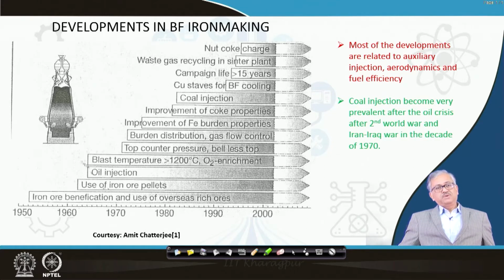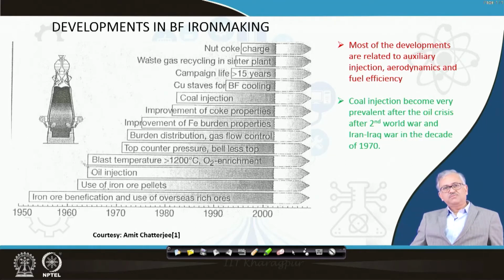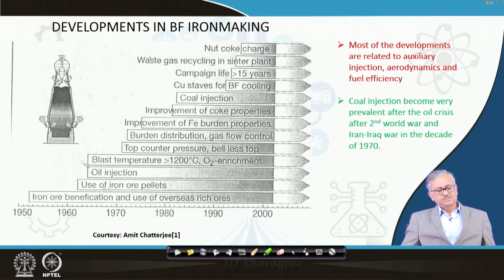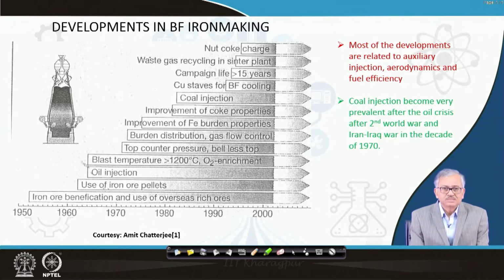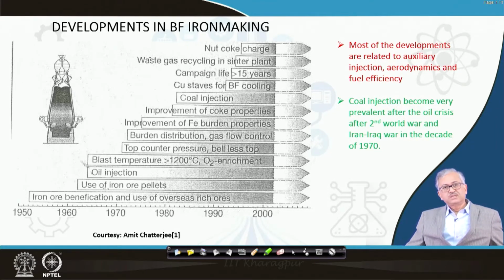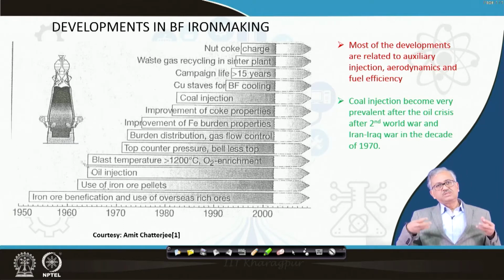Oil first came in around before the World War II. That was the only additive through the blast. After the World War II, because of the oil crisis, and then the Iran-Iraq war also in the late 1970s. So in the 1970s, everything happened. Because of that, coal injection came into the picture, because the oil price was increasing too much.